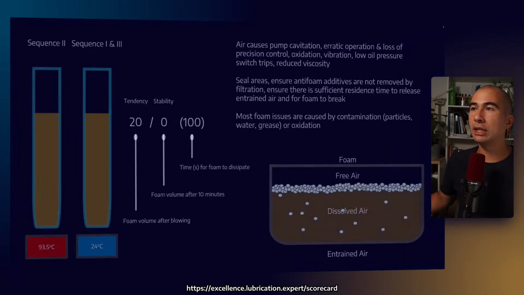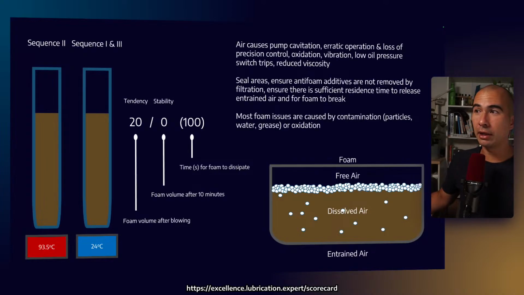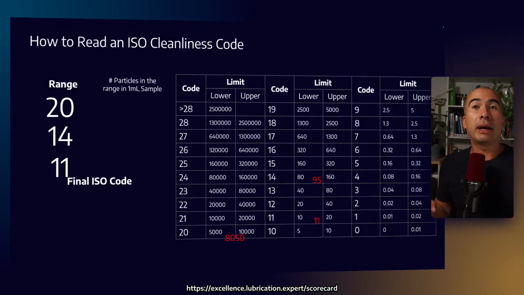All right, so we also just talked about air contamination. Now let's talk about the most common type of contamination, which is particle contamination. And to understand that, we need to understand the ISO cleanliness code. So this is the number that you'll often see on your oil analysis report, where you see 3 different numbers. It might be 20/14/11. So this is a way of counting.